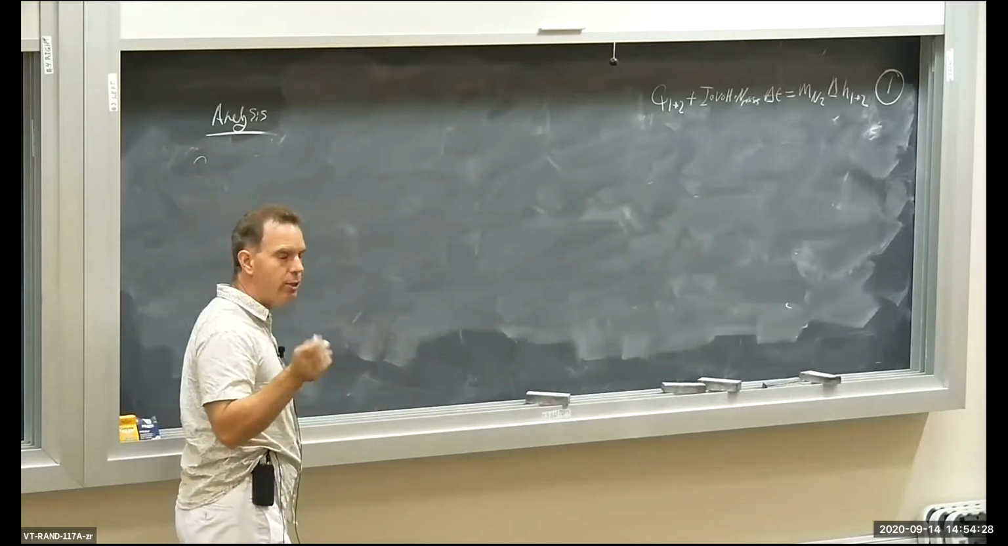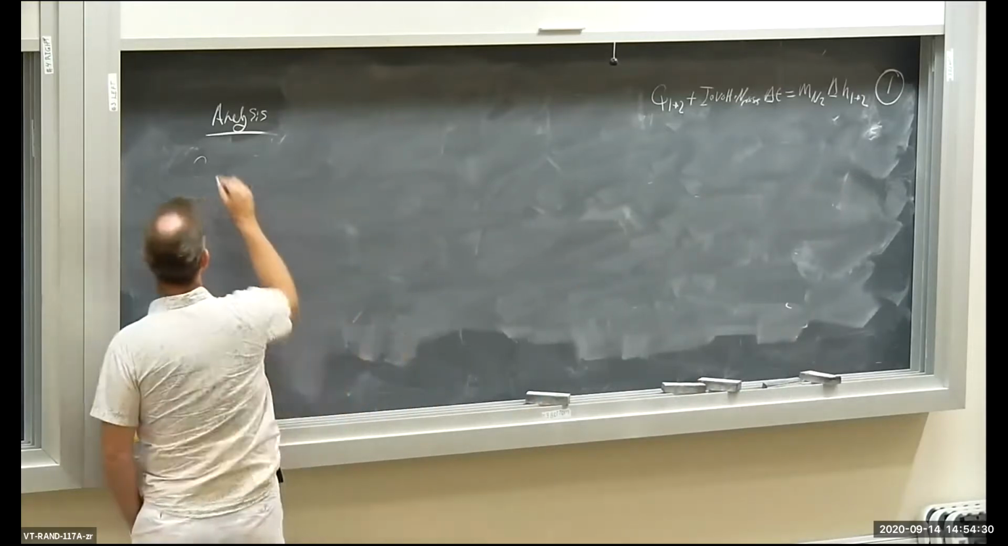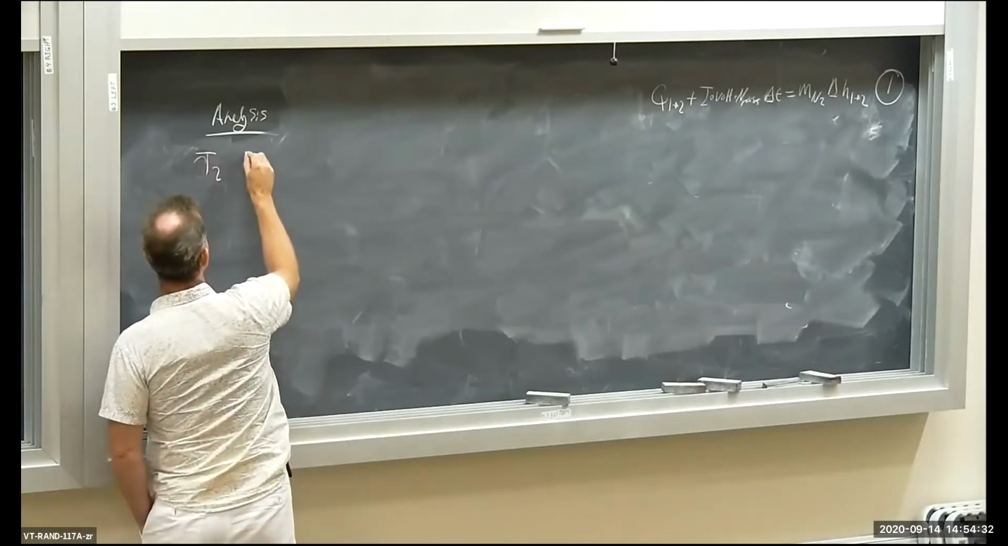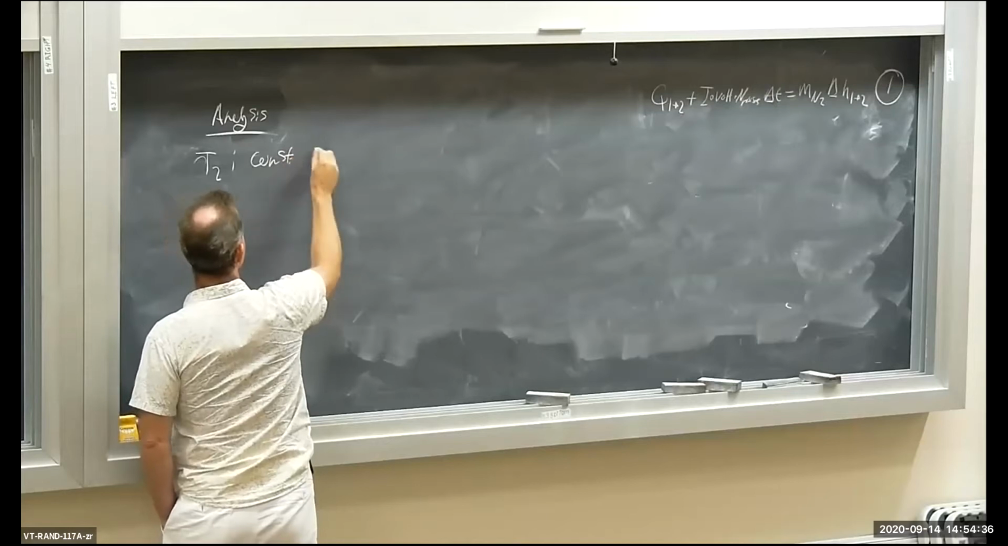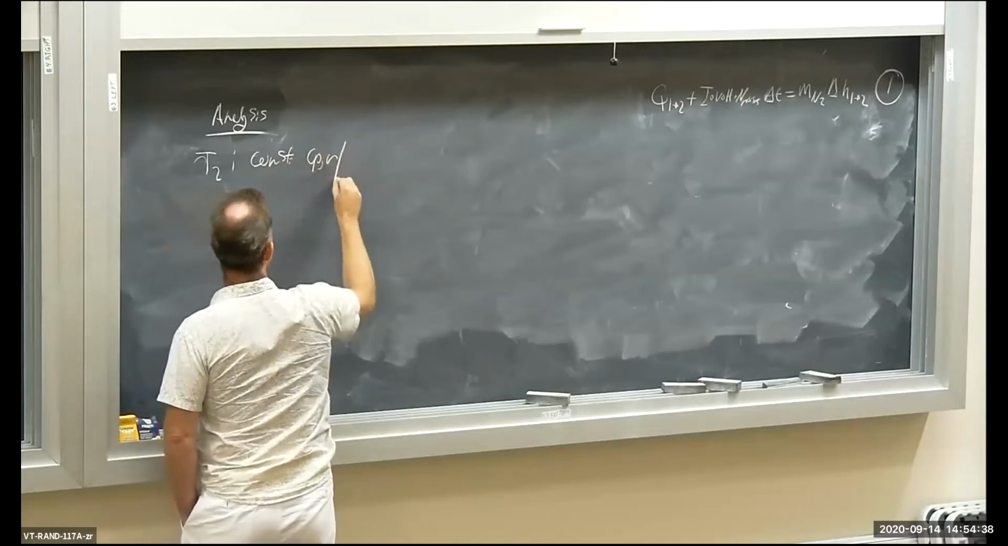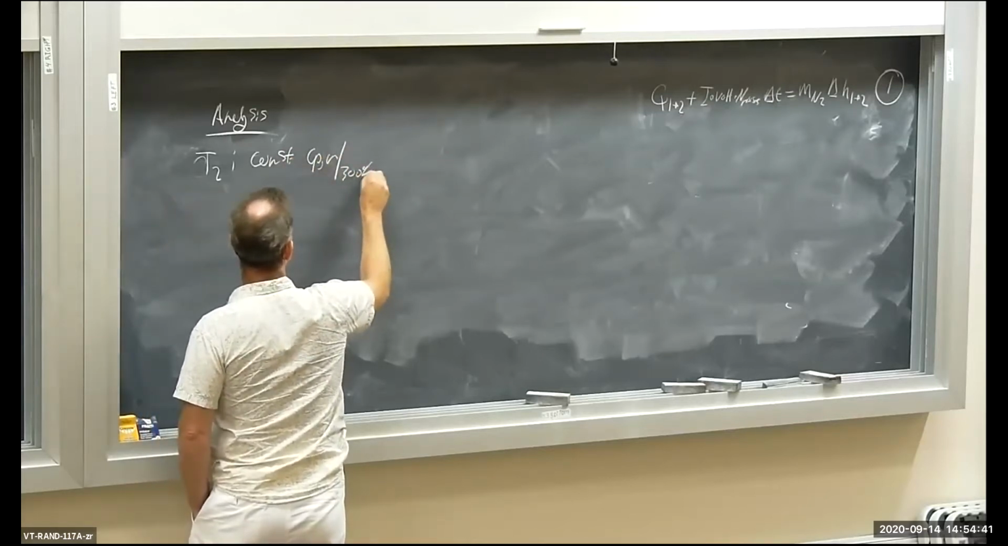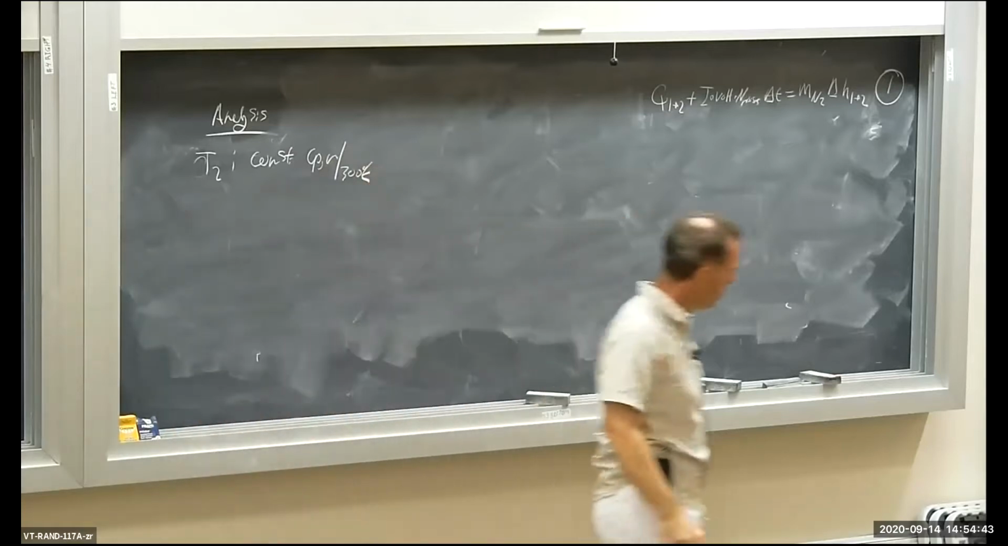Let's calculate T2 assuming constant specific heat, constant Cp and Cv evaluated at 300 degrees Kelvin. Let's assume constant specific heat.